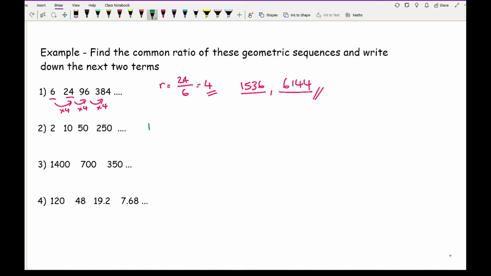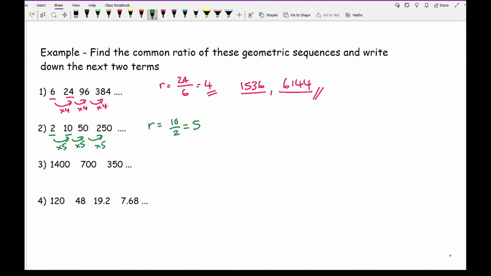For number 2, common ratio here, so again increasing, so I'm expecting an answer that's bigger than 1. So 10 divided by 2, again picking two consecutive terms, which is 5. So what I need to do is multiply each of these by 5. Now in some cases you might be able to work out what the common ratio is in your head, which is absolutely fine, but if you're ever unsure, just divide two consecutive terms, making sure the latter term is being divided by the previous term.